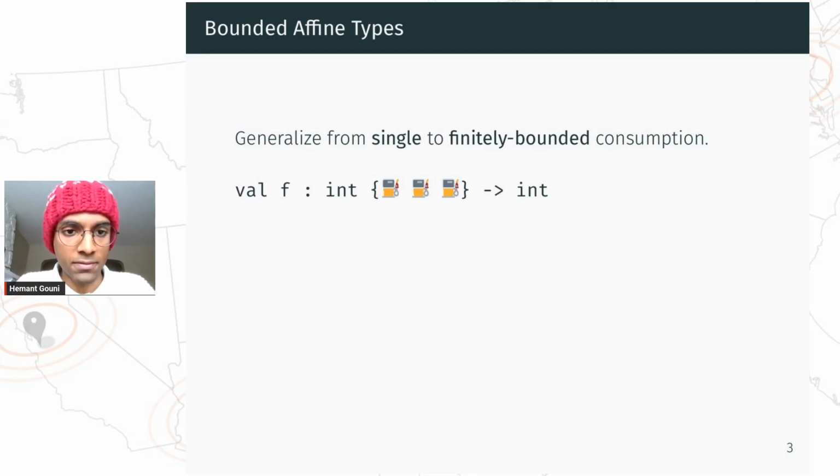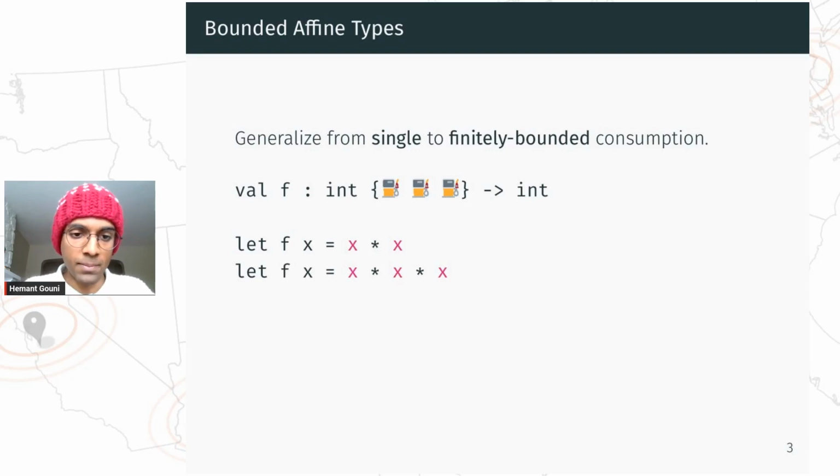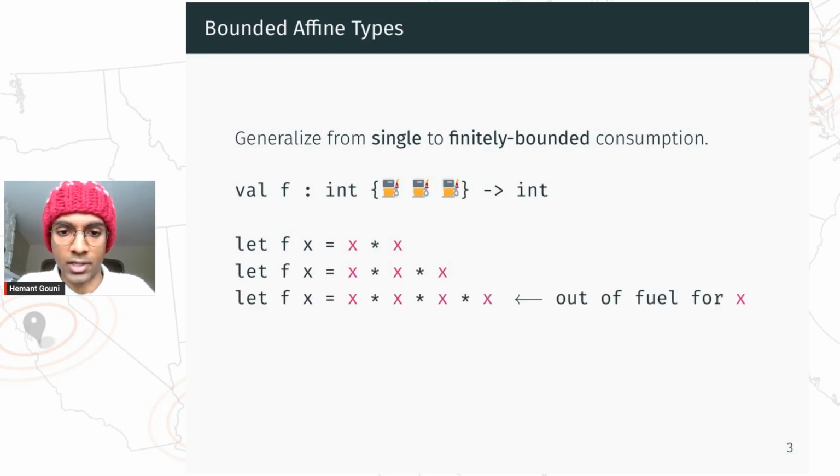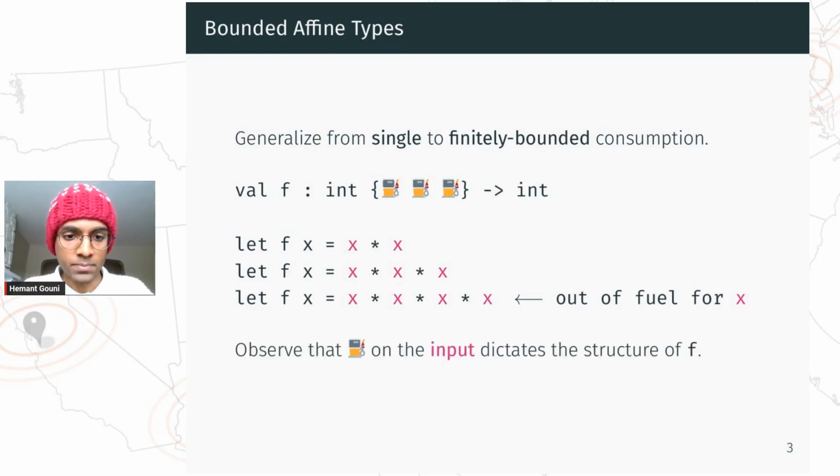Now we've got a function f that goes from an integer with 3 fuel emojis annotated to an integer. And the idea with the fuel emojis is that each emoji indicates one allowable usage of the input. So for instance, one valid implementation of f is this, where I can take an input and use it twice in the body. I can also use it thrice in the body. But what I can't do is use it 4 times in the body, because by the time I get to the 4th usage, the type checker yells at me and goes, oh, you're out of fuel for using the input. I can't let you do this.